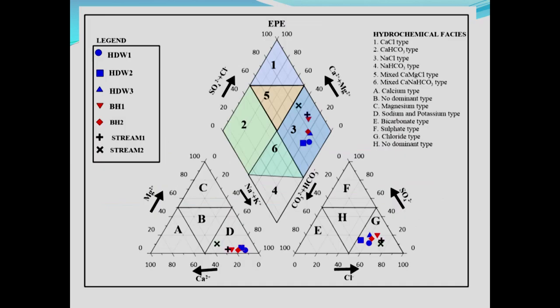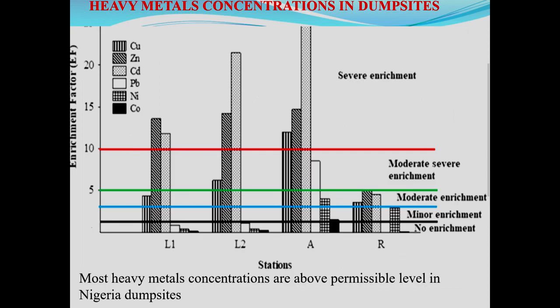This is representing a sample from a basement complex area, and I think the one previous one before this is representing the one from a basement complex area. Geology is very core into our study, so we do it based on geology. This is also heavy metal concentration in dump sites, most dump sites in Nigeria. This is part of our findings.